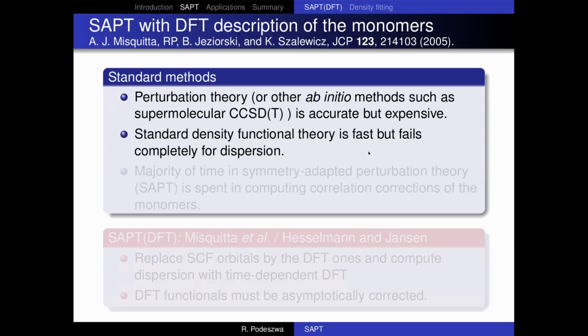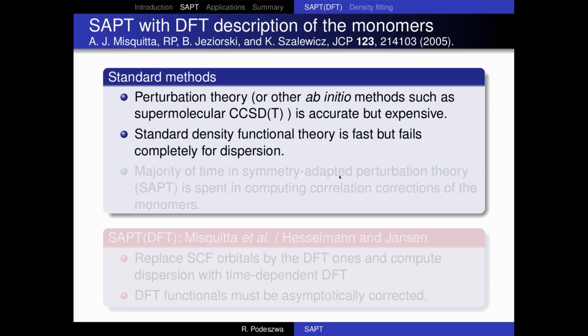The problem with the SAPT, this historic, or well, it can be still used, but this wave function based SAPT, that it's fairly accurate or very accurate, but expensive. On the other hand, you have standard density functional theory, which is fairly fast, but cannot model dispersion. You can add dispersion empirically, but well, it's not going to be as accurate as ab initio method, and also it's no longer ab initio.